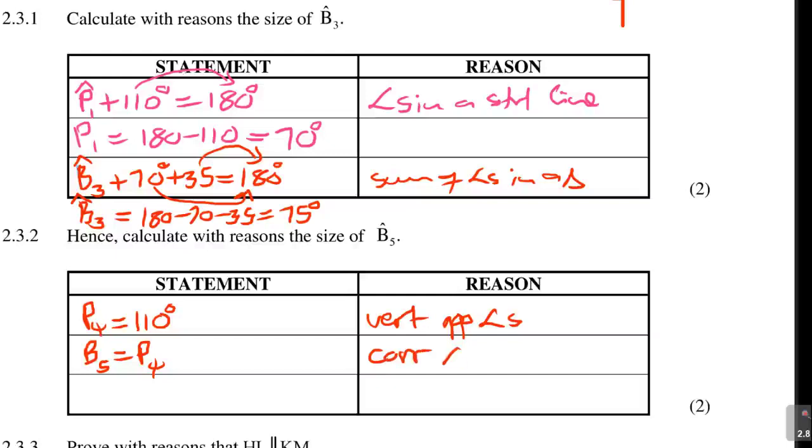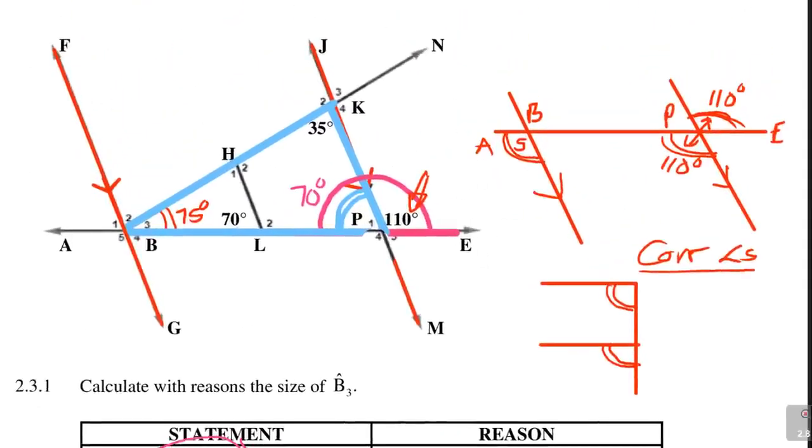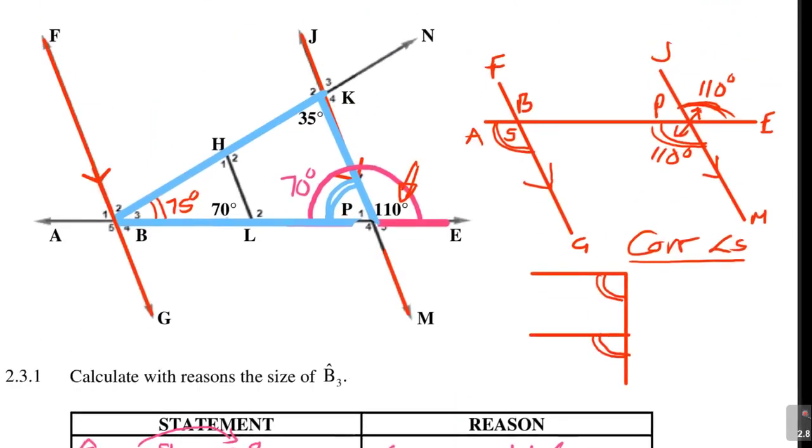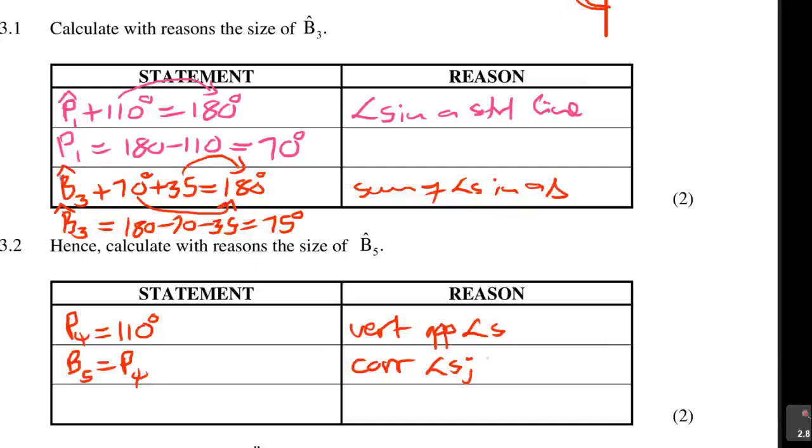Corresponding angles. And when you say corresponding angles, you need to give us the lines that make it corresponding. That's where you write F, G, and J, M. What are these lines? They are parallel. That's what makes us say they are corresponding. So you're going to say FG is parallel to JM. That's the next important statement.